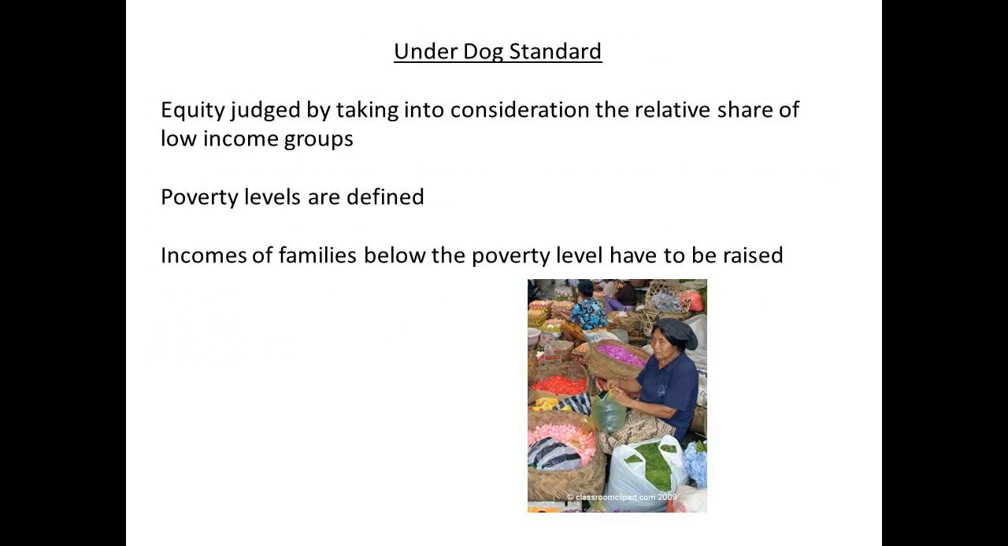This in turn leads to a more equitable distribution of income and wealth. The underdog standard is one that relates to what we see as government intervention. The relative share of different income groups is considered, then poverty levels are defined. The aim then is to raise families who are below the poverty line so that they will be above the poverty line. One way of doing this is to provide benefits to those below the poverty line and to tax those who are well above the poverty line.